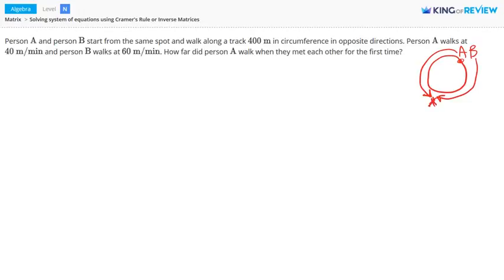So what we want to do is set up two equations that represent this situation. But before we do that, we need to define what our variables are. So let's let x equal the distance that Person A walks, and let's let y equal the distance that Person B walks. So now, using these variables, let's come up with a couple of equations.